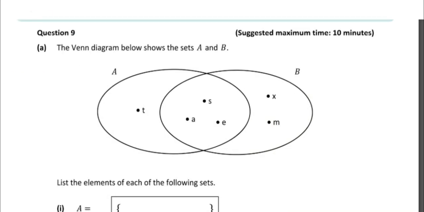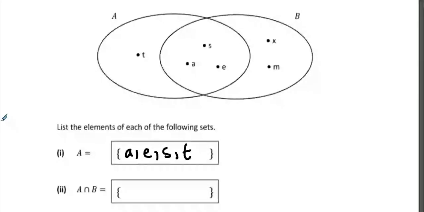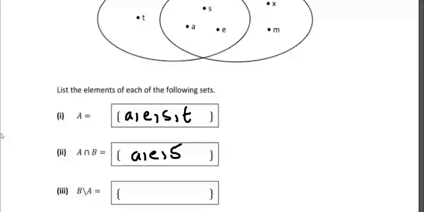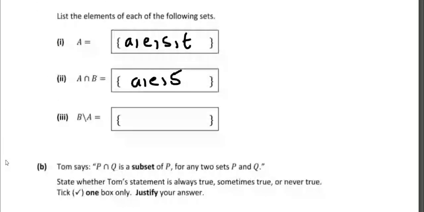Okay. Following Venn diagram, list the elements of A. What do we think? A, E, S, and T. Everything in the area of A. Any order will do. What about the middle? A intersection B? A, E, S, in any order. You don't have to do alphabetical order. Next one. Everything in B that's not in A. X and M is in B, but not inside of A.